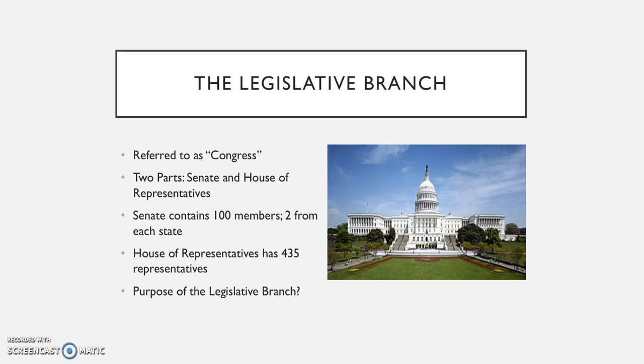Pictured to the right here is where the legislative branch meets in Washington, D.C. at Capitol Hill. The legislative branch is referred to as Congress, and is made up of two parts, the Senate and the House of Representatives. The Senate contains 100 members, 2 from each state. Senate members serve a term of 6 years, whereas the House of Representative members serve a term of just 2 years. The House is made up of 435 members, which is determined by the size of the state and the electoral votes each state has.